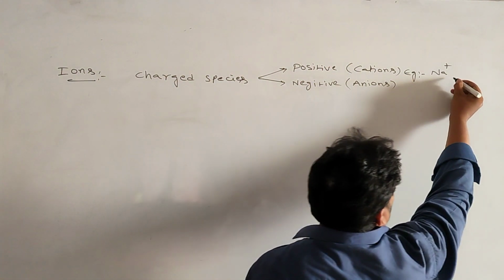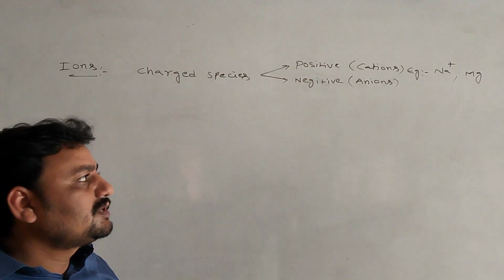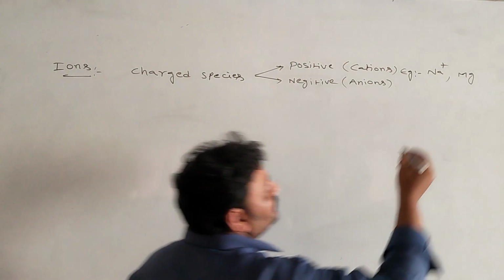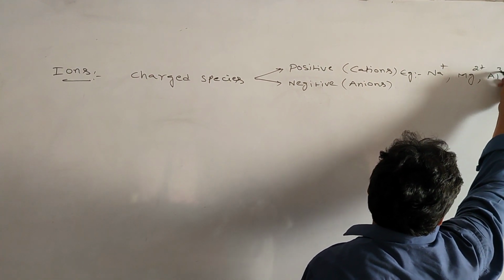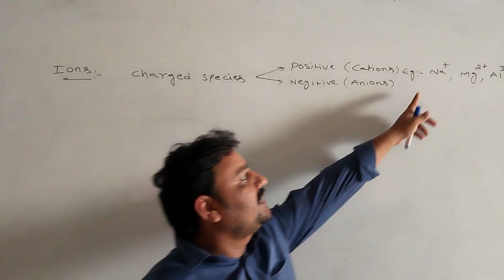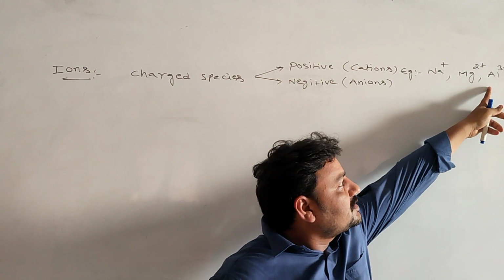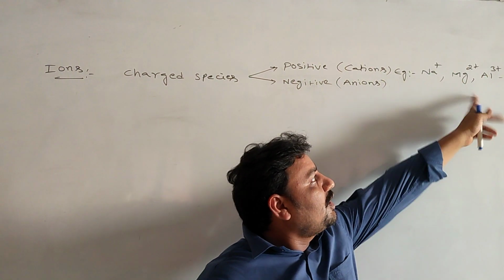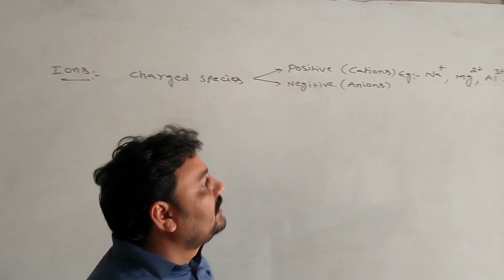Another example, magnesium. Magnesium's atomic number is 12. It loses 2 electrons to get stability, so it carries 2+, like that aluminium 3+, etc. What is the charge of sodium here? Plus 1. What is the charge of magnesium here? Plus 2. What is the charge of aluminum here? Plus 3. These are losing 1, 2, 3 electrons to get stability like neon.